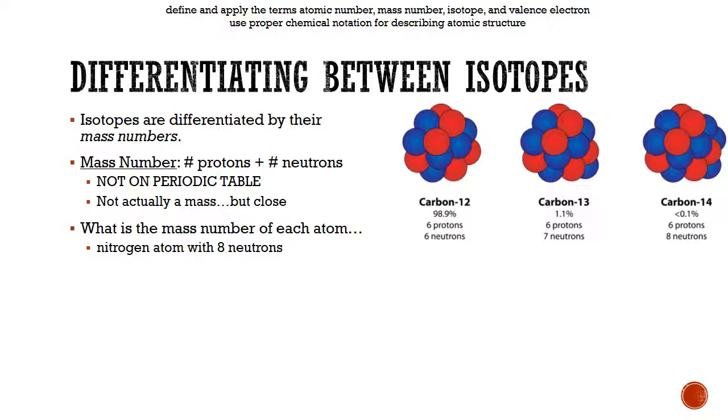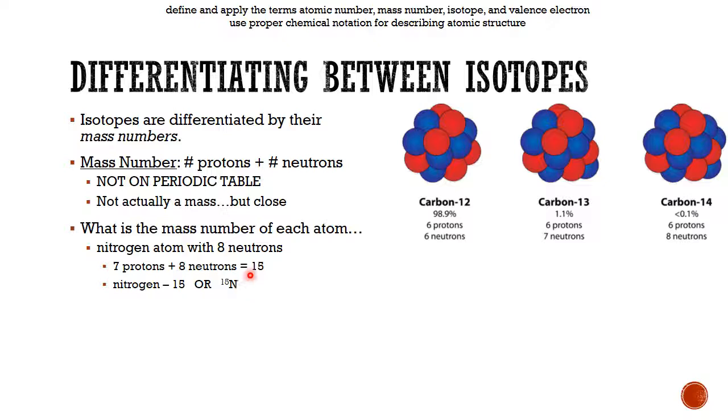Okay, let's take a look at a nitrogen atom with 8 neutrons. Well, I know nitrogen has 7 protons because it's atomic number 7. I add the 8 neutrons to it. That gives us a mass number of 15. There are 2 ways that we could write that and talk about that particular isotope. One of them is to use the entire name of the element, just write out nitrogen, put a dash, and then put the number 15. And we would just read that as nitrogen 15.